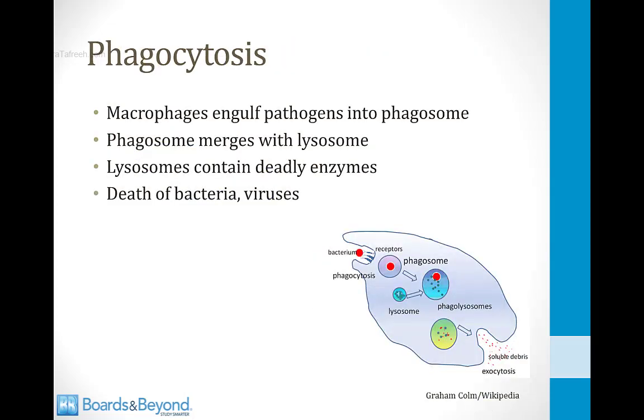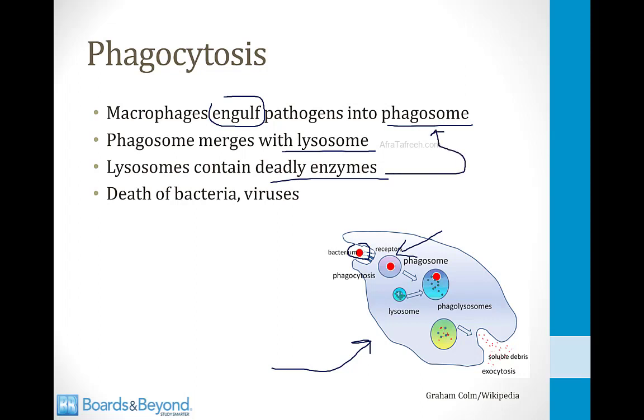Phagocytosis is a process by which macrophages engulf pathogens and trap them inside a structure in the cell called a phagosome. This is a picture of phagocytosis, and there's a bacterium here, and it's being essentially eaten by the cell and then trapped inside a phagosome. The phagosome then merges with a lysosome, and the lysosome contains deadly enzymes. The molecules inside a lysosome are so deadly that if they were free inside the cell, they would kill the macrophage, but they're contained inside the lysosome to protect the cell. Once the lysosome merges with the phagosome, you get death of bacteria or viruses or whatever pathogens have been engulfed by the macrophage.